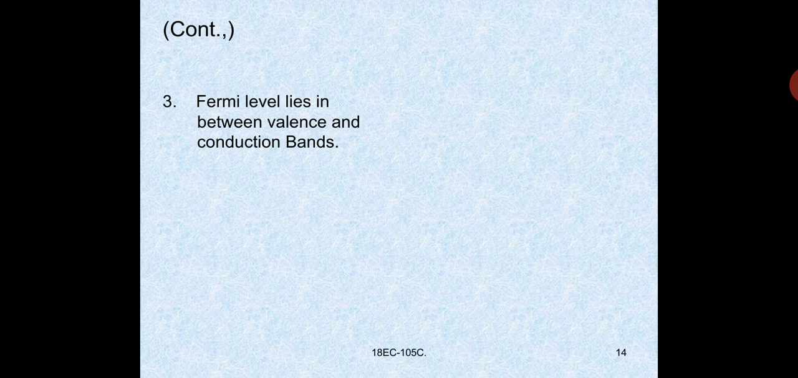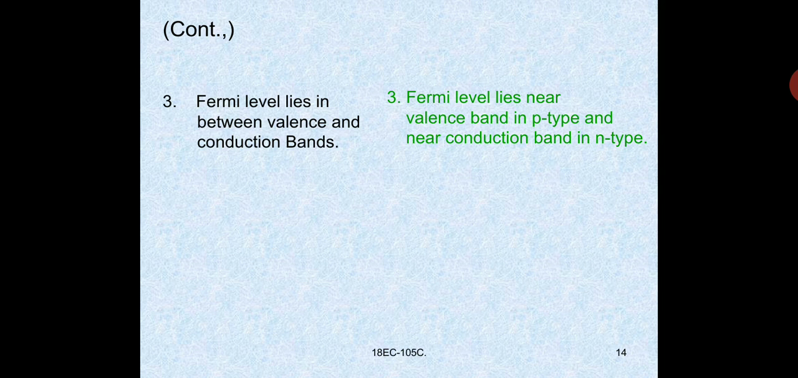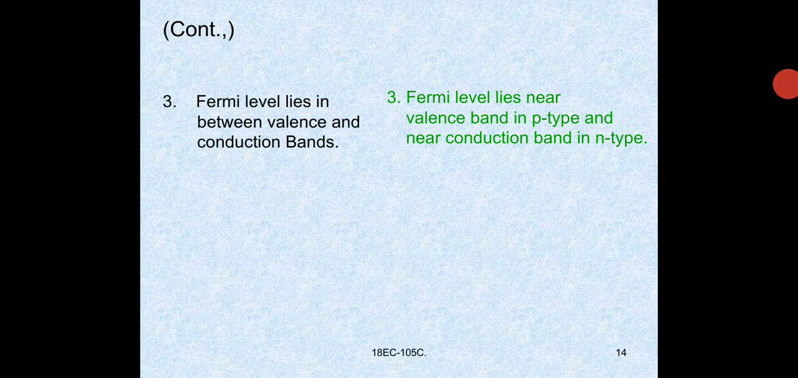Now the Fermi level for the intrinsic semiconductor lies in between the valence and the conduction bands. Do you remember the figure? It is in the middle of both the conduction and valence bands. Whereas the Fermi level for a semiconductor in the impure form, that means we have two types, p-type and n-type. Here the Fermi level lies near the valence band in the p-type and it lies near the conduction band in an n-type material.